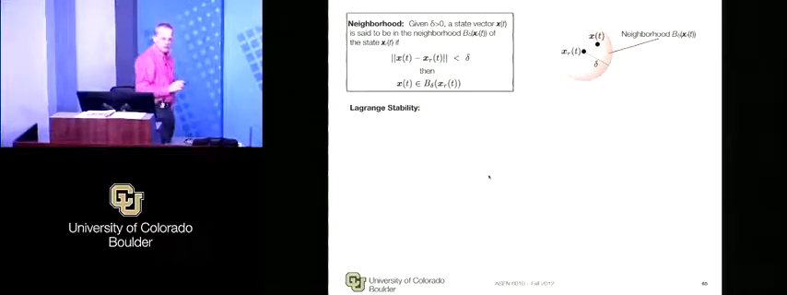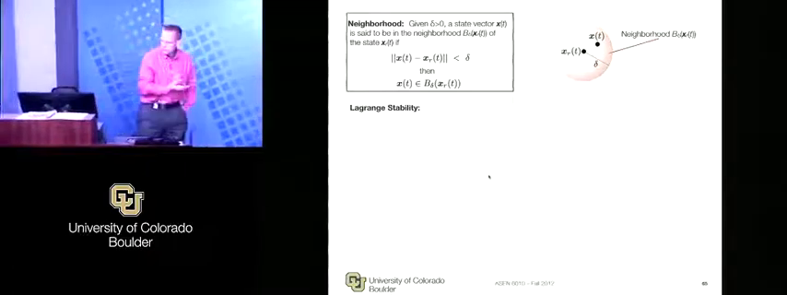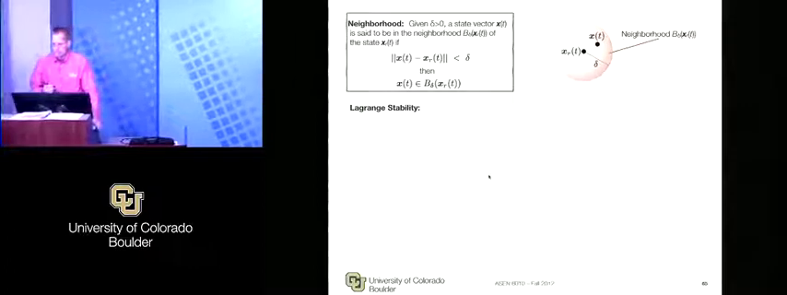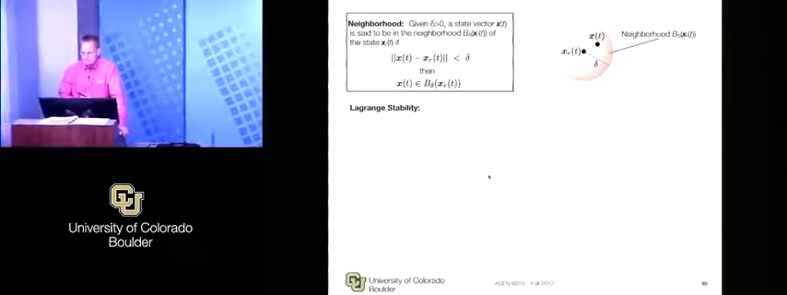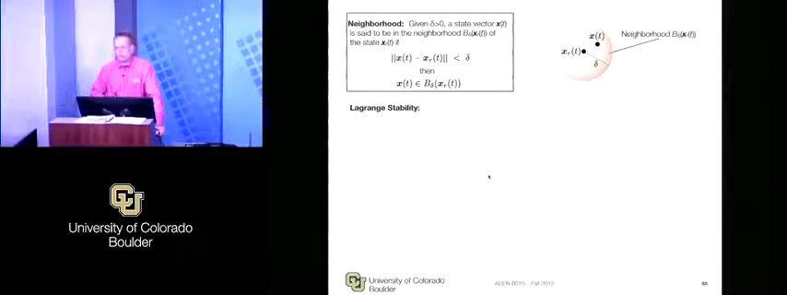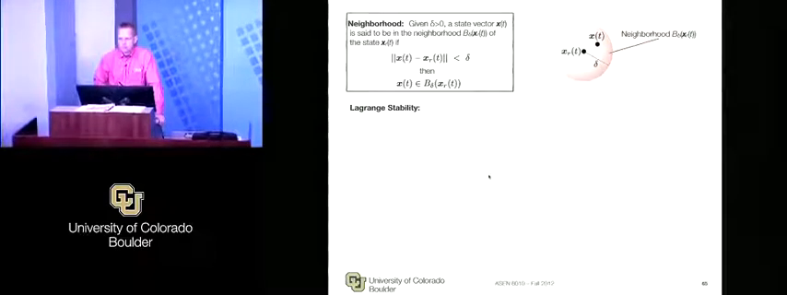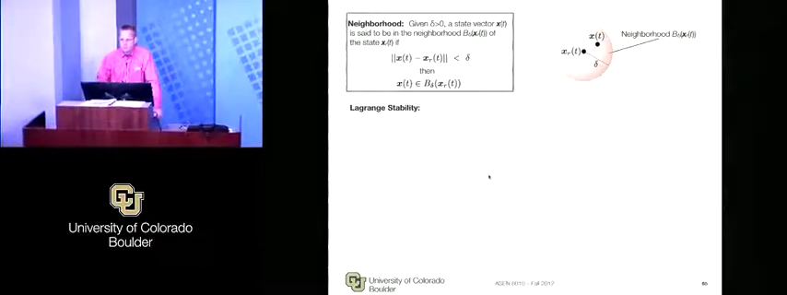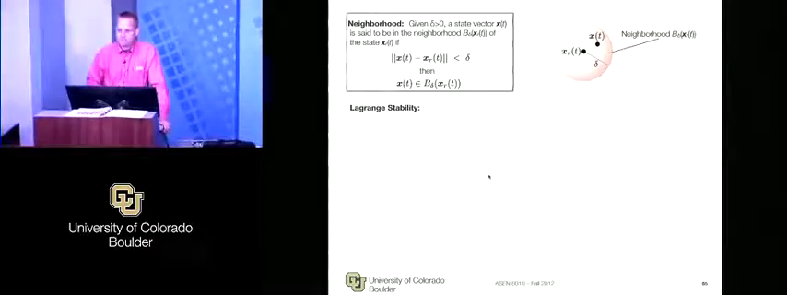Lagrange stability. Joanna, what does this one mean? That the neighborhood would stay within bounds. Do these bounds depend on the initial conditions? Yeah. You want to try again? No. No, but that's the key thing with Lagrange stability.